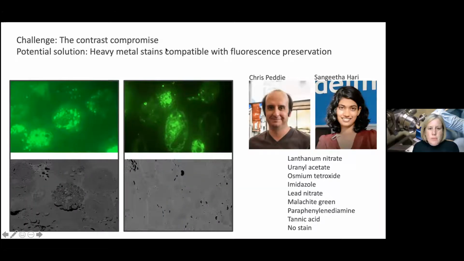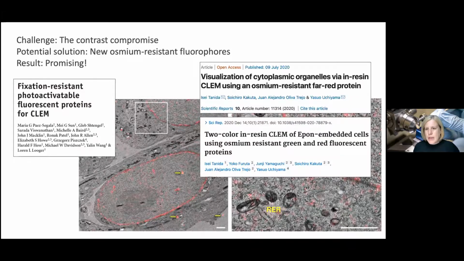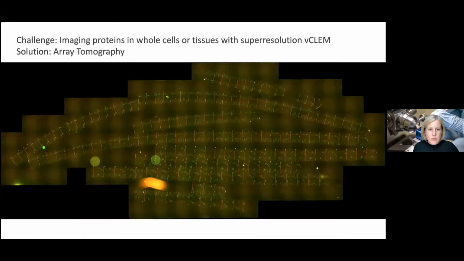Another option is to find a heavy metal that is more compatible with fluorescence preservation. And Chris Peddie worked with Sangeetha Hari from Delmic and investigated a whole load of different heavy metals. And to cut a long story short, again, uranyl acetate is still the only good option. What is looking most promising is these new osmium-resistant fluorophores, like those developed by Gabby Paez-Segala and Loren Looger at HHMI Janelia and now at UCSD, which survive some heavy metal staining. And there are actually more papers coming out on similar probes now. So this is looking really good.